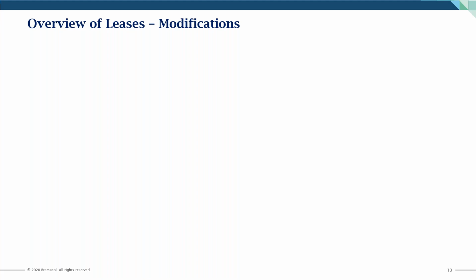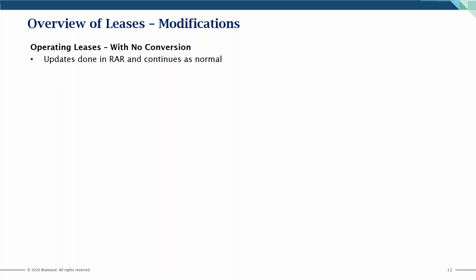All right, so let's dive into something more. That's great, and I think it's pretty simplistic when you think of the process. You have operating leases, you have sales type leases, and we're going to talk for a moment about modifications. Operating leases with no conversions: somebody calls up, they renegotiate their lease, maybe they add something to it or take something away from it. As long as it doesn't meet that threshold that we saw, there's no conversion, and that lease is going to continue in RAR as normal.